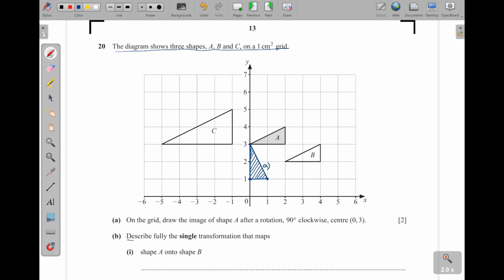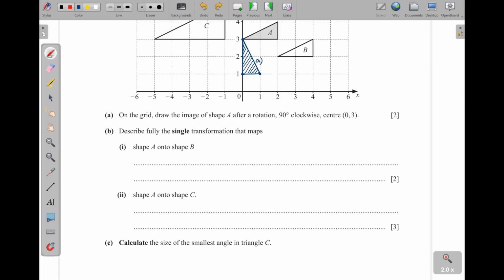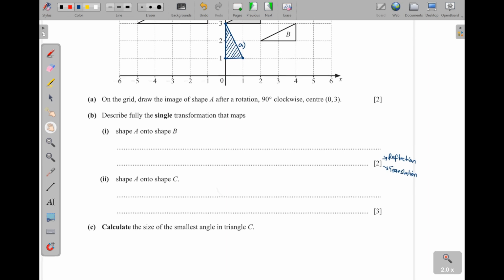And then B, describe fully the single transformation that maps shape A onto shape B. I've always told people to look at the number of marks that are allocated on such a question of description. If it is 2 marks, then you think about reflection. Okay? You think about reflection and translation. So if it is reflection, you tell us reflection in which mirror line, you give the equation of the line. If it is translation, you say translation by which vector, you give the vector. Those are the 2 marks.